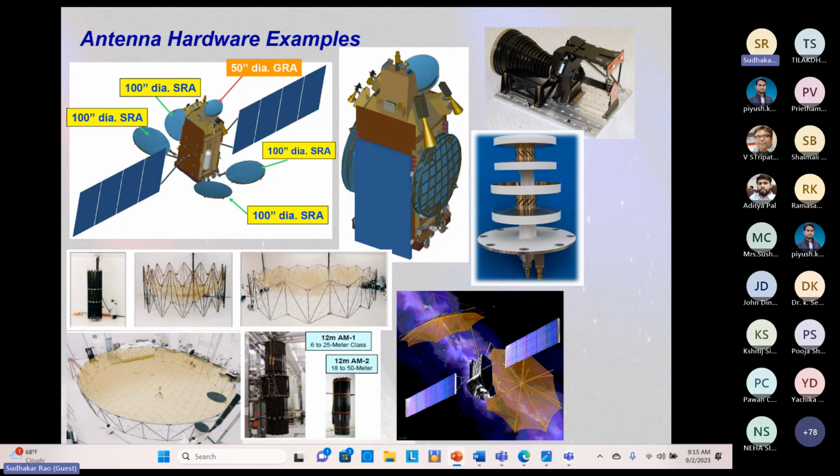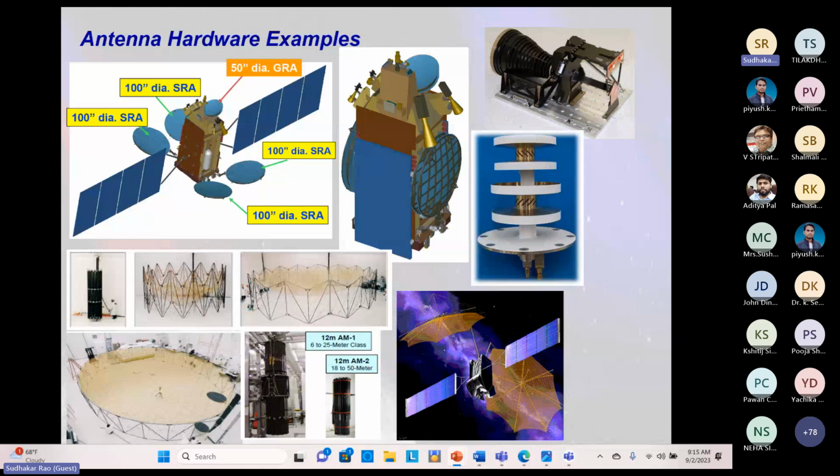If that fails, you don't have the satellite. So that's very important. And then you see the large mesh reflectors. Nowadays you can design up to even 40 meters or 50 meter size, depending on your requirement. These large size mesh reflectors are needed for low frequencies, especially mobile satellite applications, which are at L band and S band.